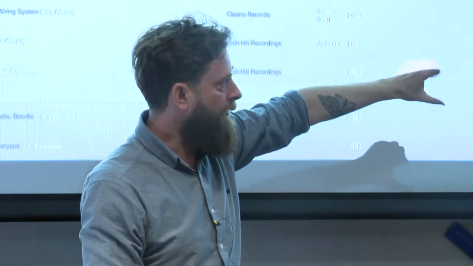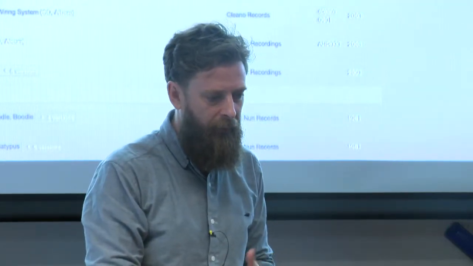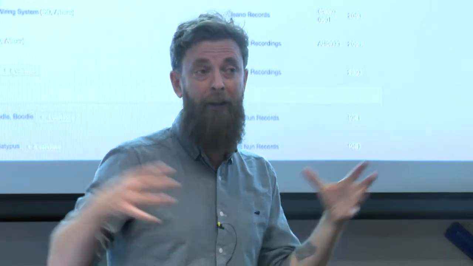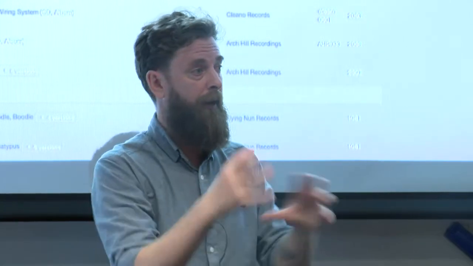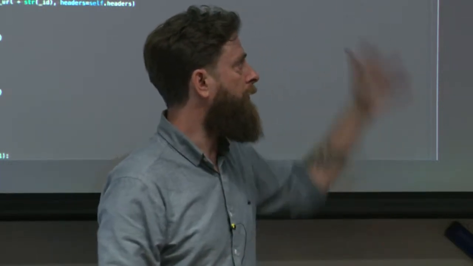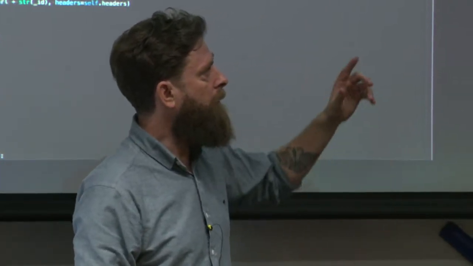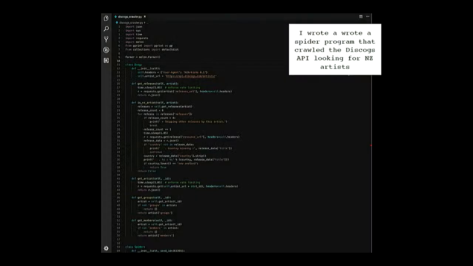I was looking at Discogs, which is a big global database of music, and I wanted to create something which showed not really a temporal view of New Zealand music, but instead a view of the associations between artists, who played with who and what scenes were connected. In order to do this, which is all still that private realm exploration, I wrote a spider program, in Python, that crawled across Discogs looking for every New Zealand artist I could find.